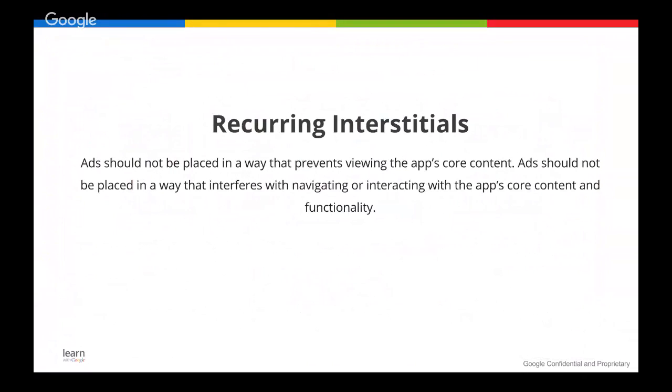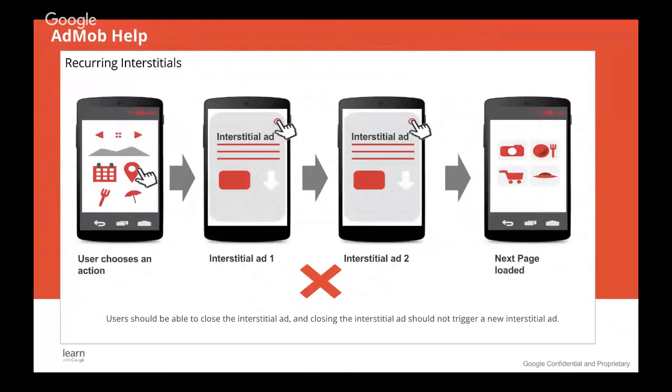Recurring interstitial. The ad should not be placed in a way that prevents the viewing of the app's core content. Ads should not be placed in a way that interferes with navigating or interacting with the app's core content or functionality. What does that mean? This is an example of what a violation for recurring ads looks like. When people click on the map functions in the app, one interstitial pops up after another interstitial pops up. This is a really bad experience, and you will turn away a lot of users.